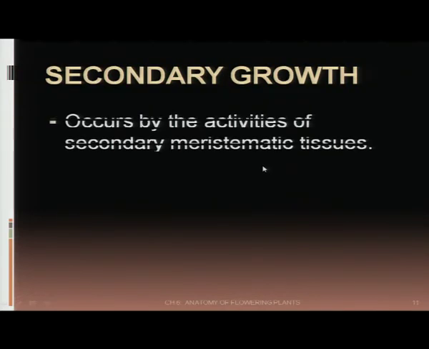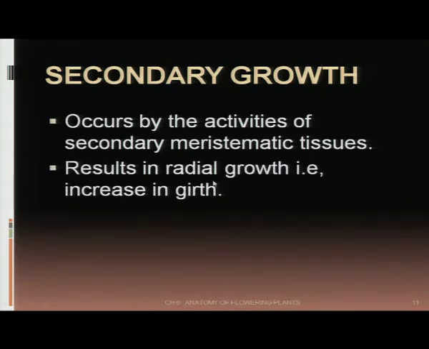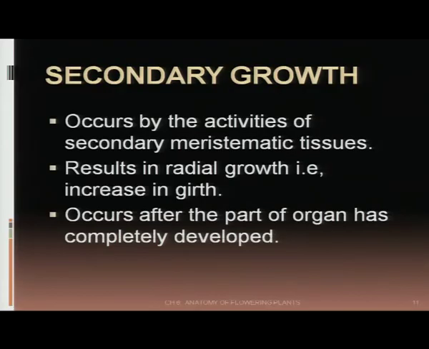On the other hand, secondary growth occurs by the activity of secondary meristematic tissues and it results in radial growth, that is the increase in girth of the plant. So, while primary growth is concerned with increase in height, the secondary growth is concerned with increase in girth of the plant. It occurs after the part of the organ has completely developed.